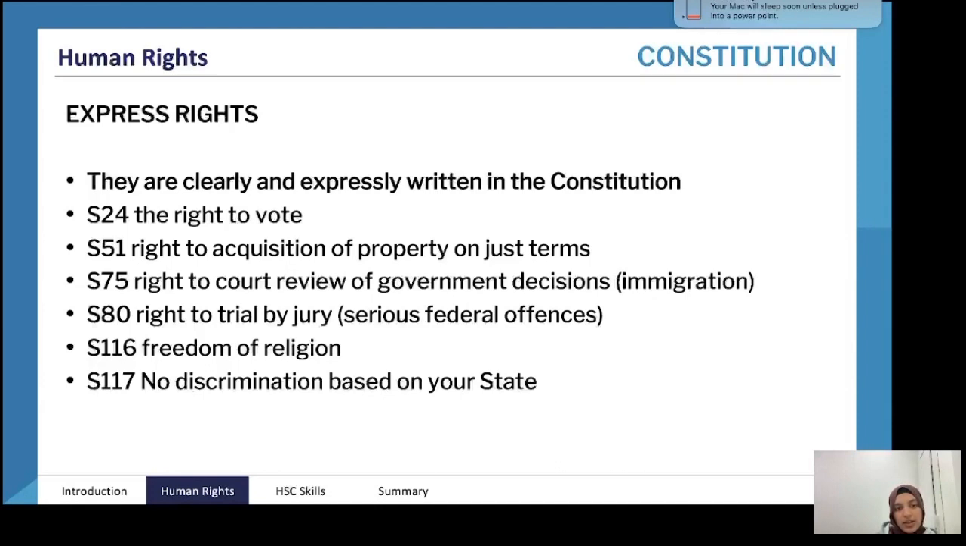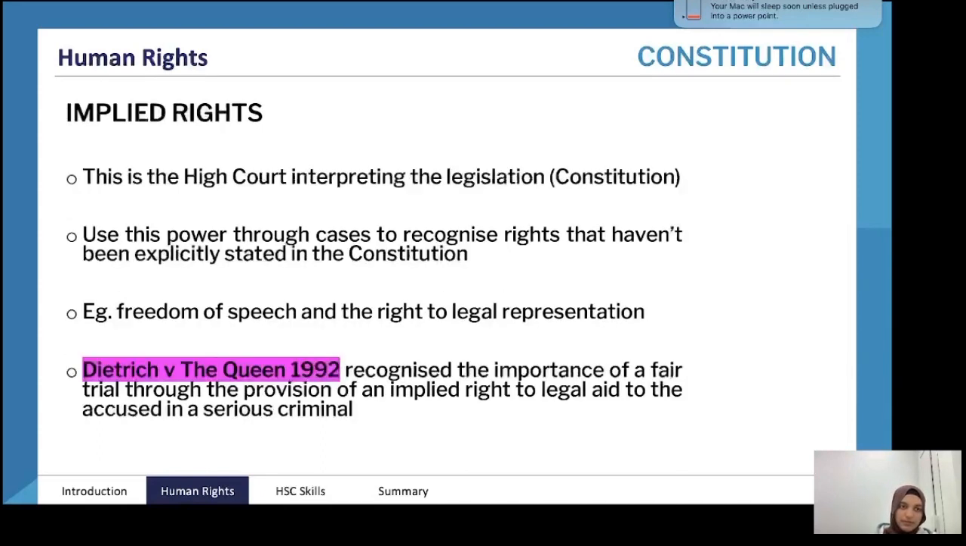So express rights, these are rights that are clearly and expressly written in the Constitution. For example, the right to vote under Section 24, the right to acquisition of property on just terms under Section 51, the right to court review of government decisions, so immigration, for example, under Section 75, the right to trial by jury of serious federal offences under Section 80, the right to freedom of religion under Section 116, and the right to no discrimination based on your state under Section 117 of the Constitution.